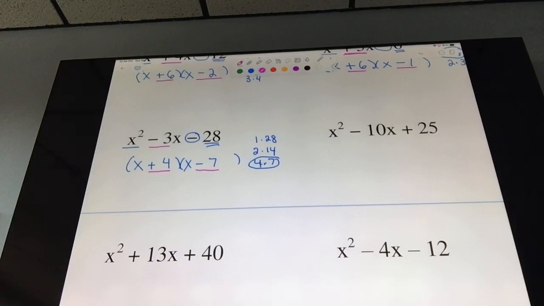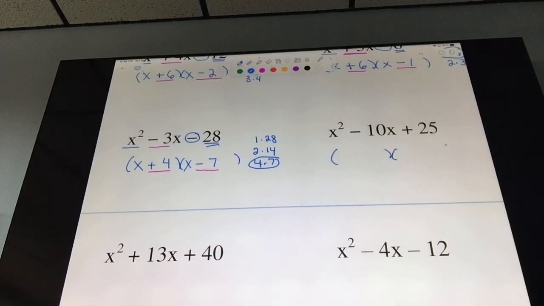Is it always changing the signs if it's minus? If the last term is minus, it's always one of each. Yep. And if you place the plus and then the minus, or the minus and the plus, that doesn't matter. It just matters then where you put the numbers. But yeah, if the last term is a minus, it's always one of each sign.